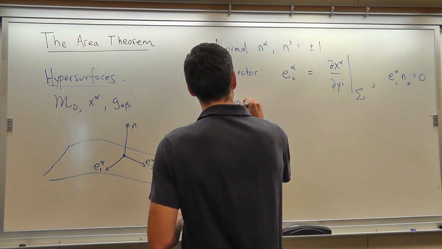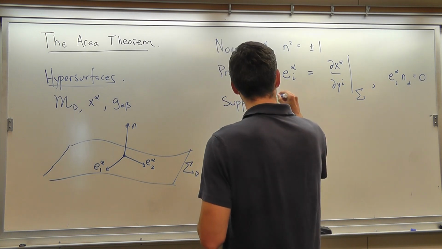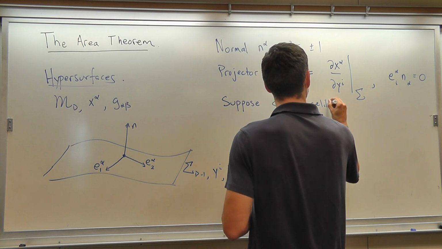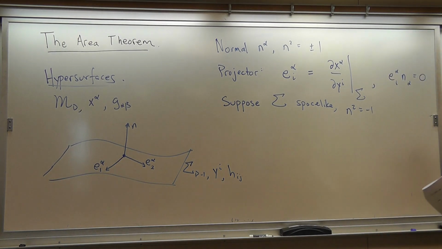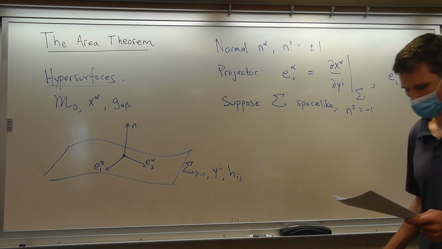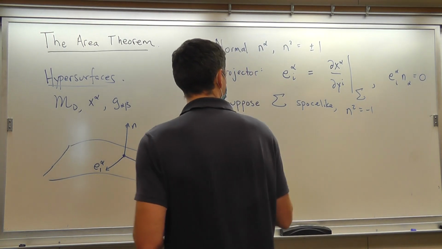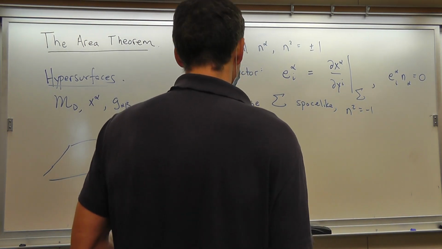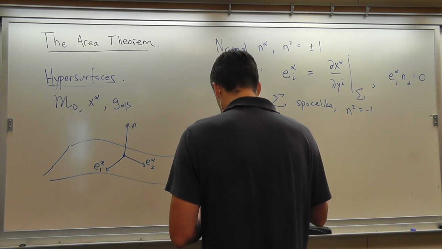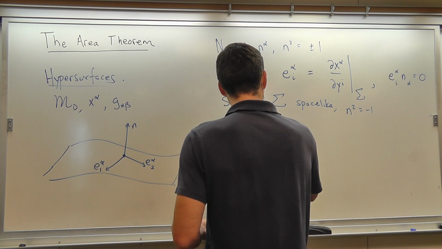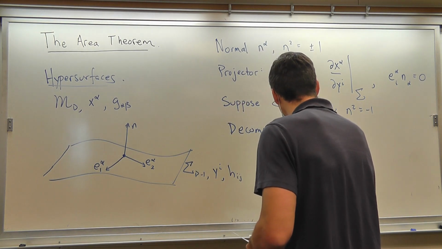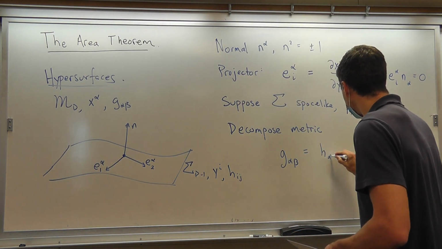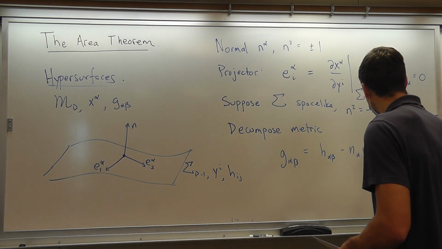Okay, so suppose that, just to make this concrete, I'm going to suppose that sigma is space-like. So n² is negative, and I'll take the full manifold to have a Lorentzian signature. So the normal is time-like. And we could, of course, do this for any choice of signatures. I'm just doing that to make a choice, to make this concrete. And then we'll decompose the metric as g_αβ = h_αβ − n_α n_β.